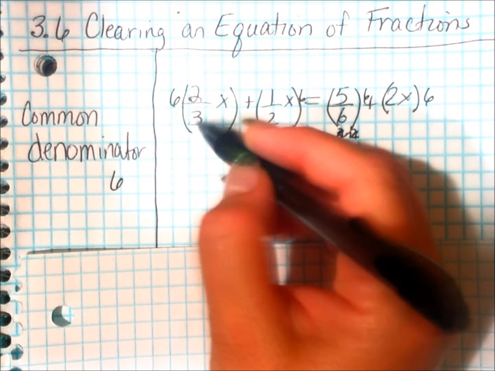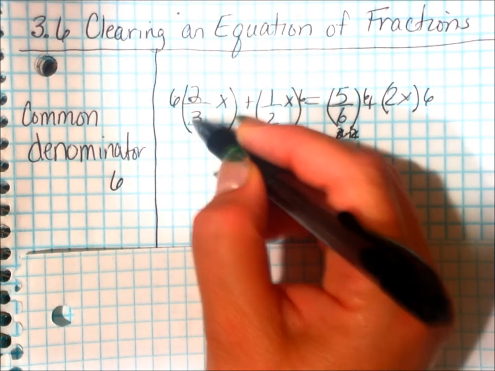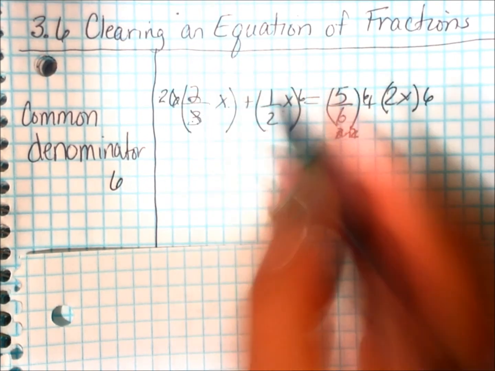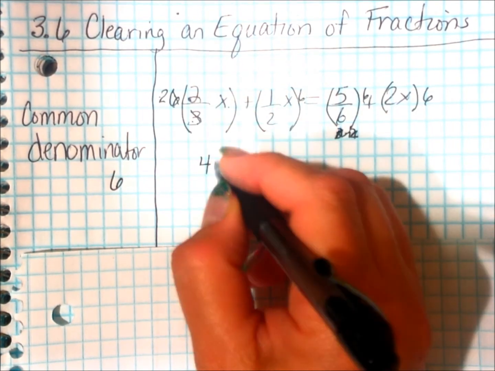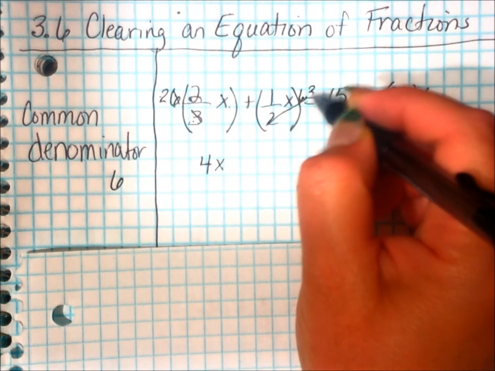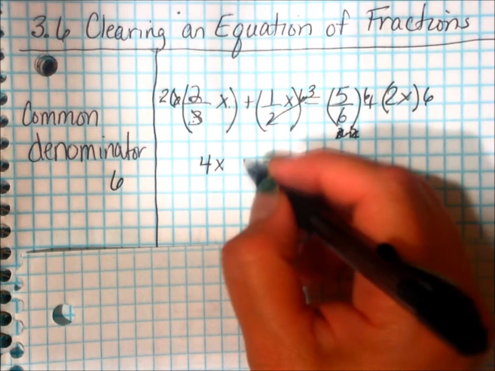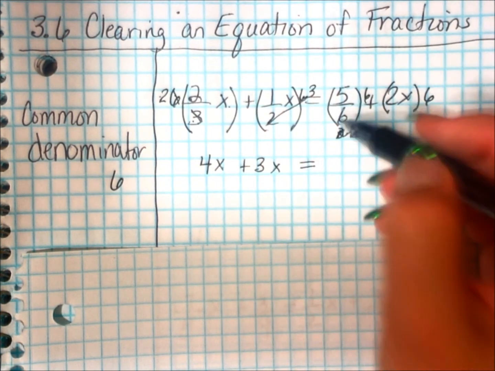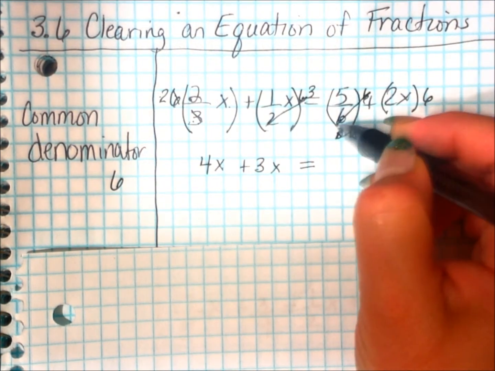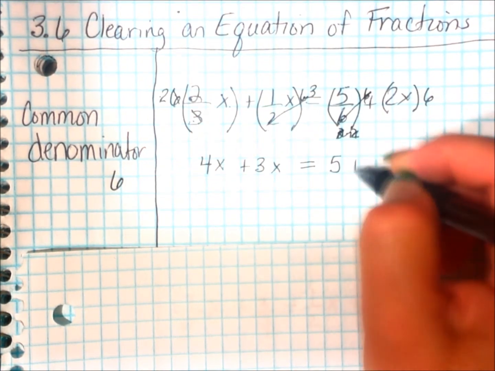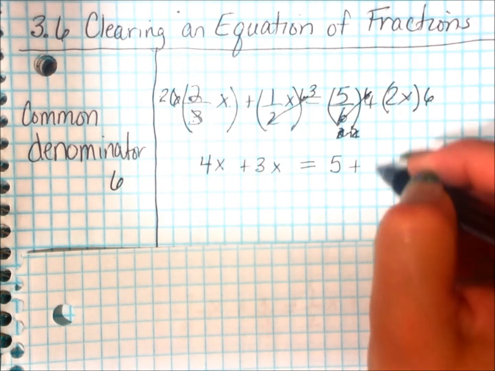So here I have 6 divided by 3. 6 divided by 3 is 2. 2 times 2 would be 4x. 6 divided by 2 is 3. 3 times 1 is 3x. 6 divided by 6 is 1 times 5 is 5. And here, just multiplication, 2 times 6 is 12x.